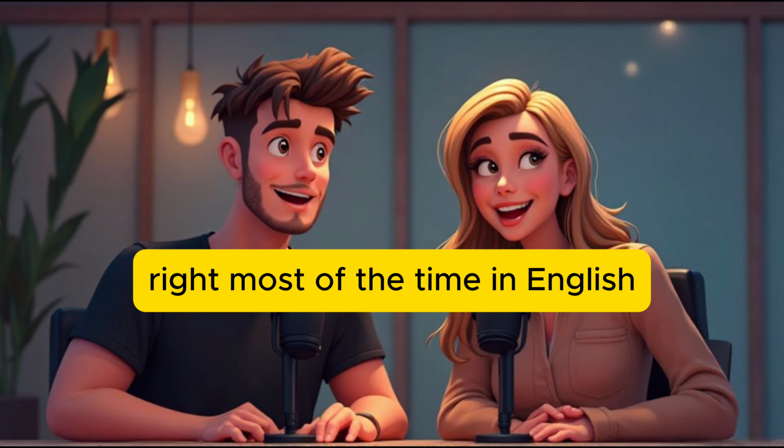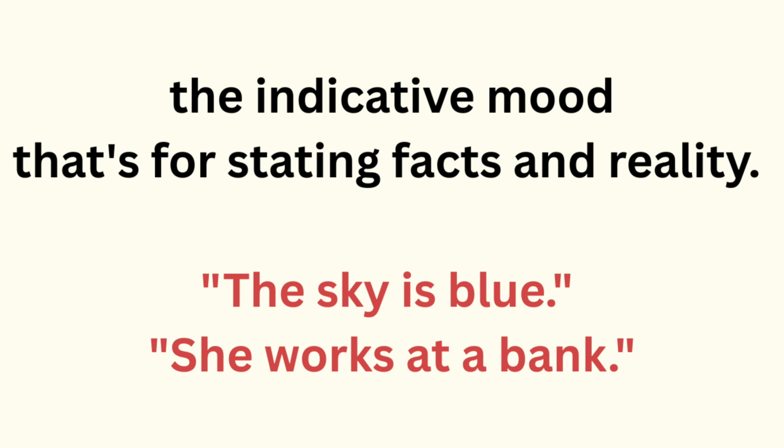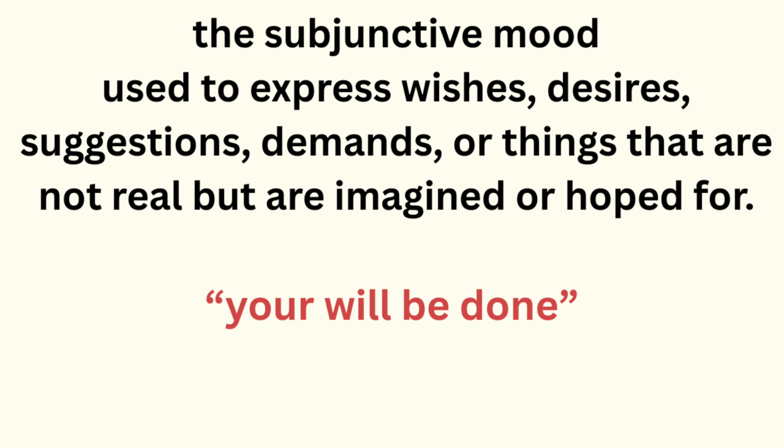Right, most of the time in English, we use the indicative mood. That's for stating facts and reality. The sky is blue. She works at a bank. But the subjunctive mood is used to express wishes, desires, suggestions, demands, or things that are not real but are imagined or hoped for. Let's look at our example from the prayer.